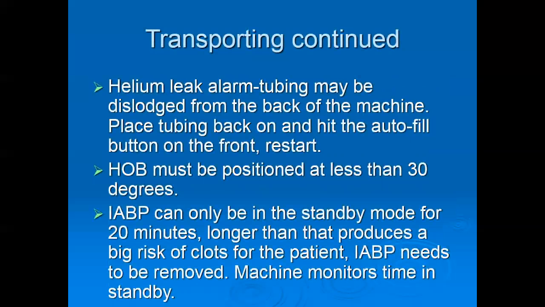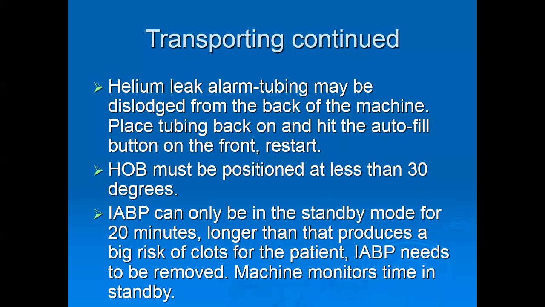Helium leak: always have a backup helium container because inevitably it's going to leak, something's going to happen. So I always say be very, very prepared. Head of the bed less than 30 degrees. Again, they have a 14 French catheter coming out of their groin. Actually, I think it's 14.